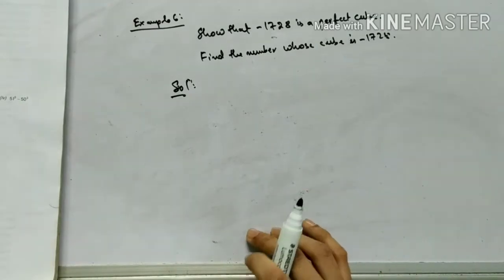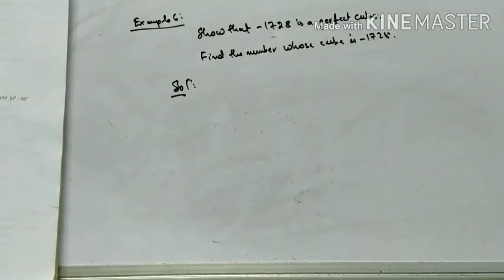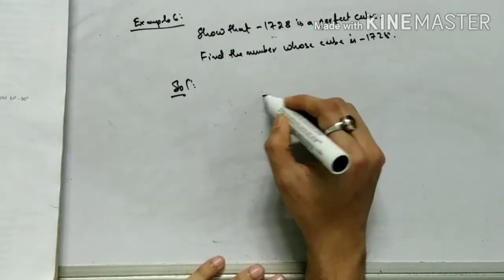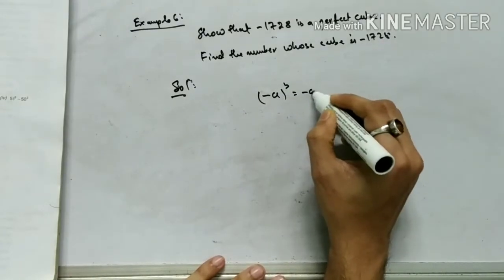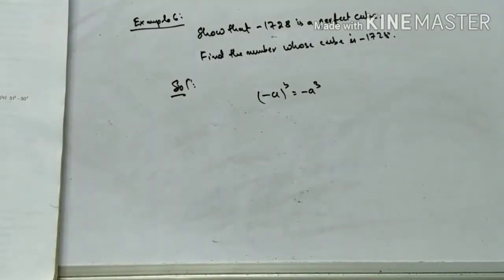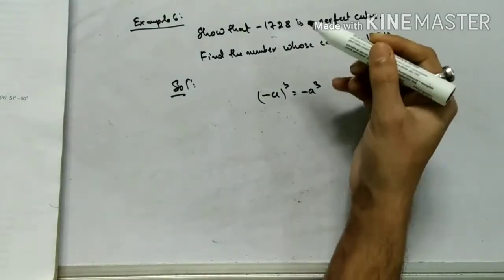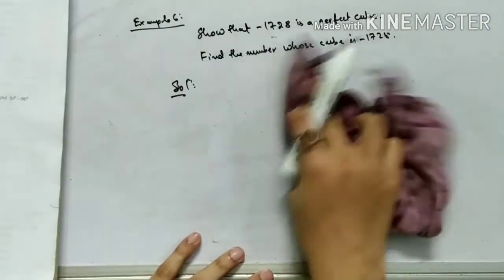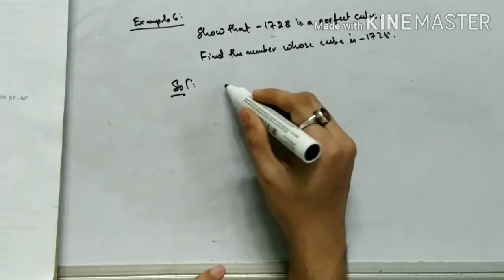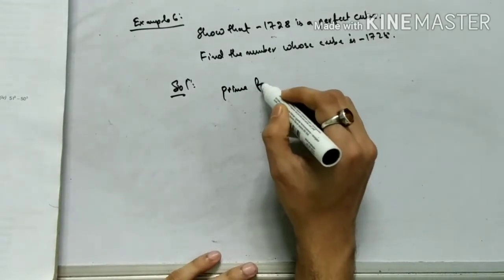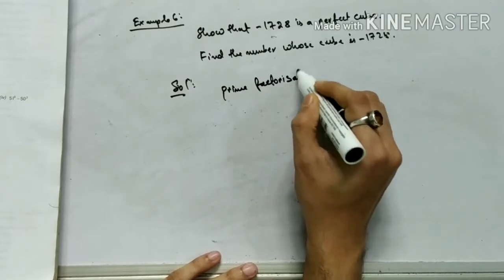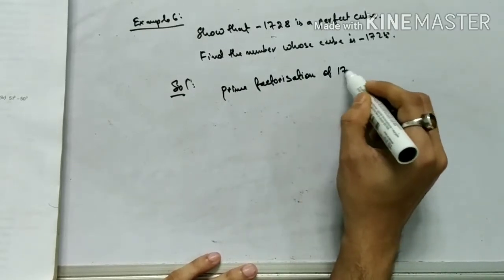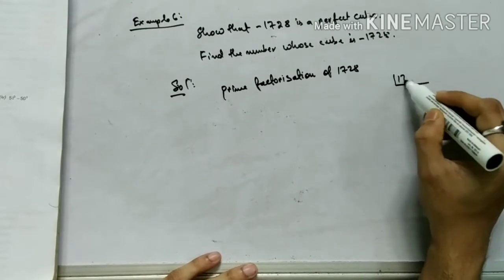So I have to see whether this number is a perfect cube or not. So you no need to look at the negative sign, because the cube of a negative number, whatever the answer you will get, it will be a negative number only. Understand? So therefore in here I have to show that minus 1728 is a perfect cube. So again I will take out the prime factorization of 1728.